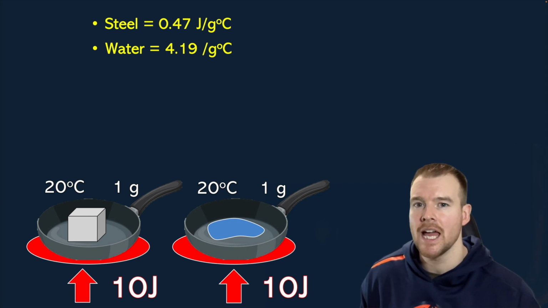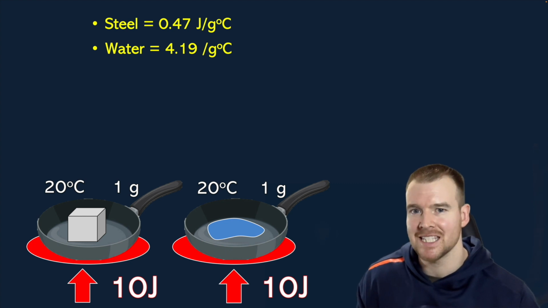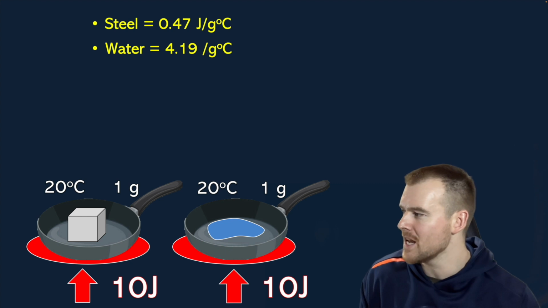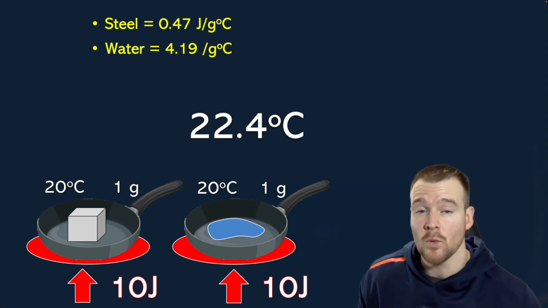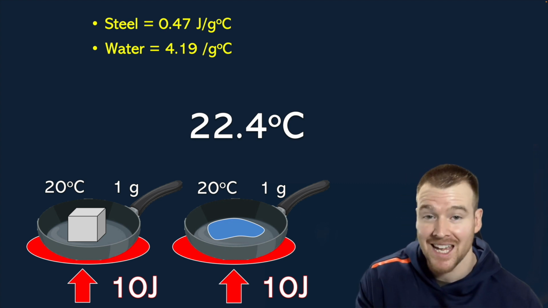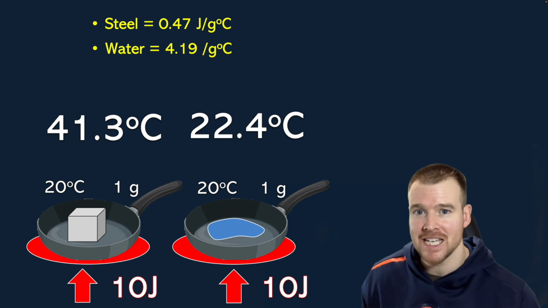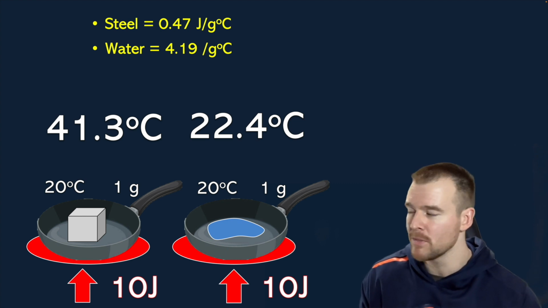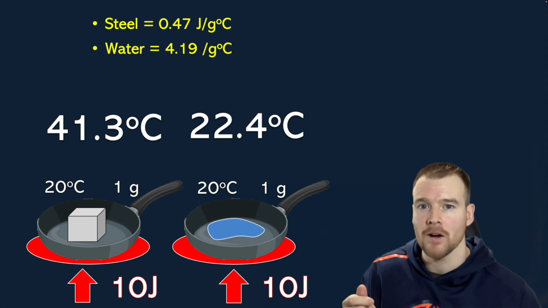Well, now we have to think it takes a lot of energy to heat the water, not as much energy to heat the steel. Which one do you think is going to get hotter? I'll let you think of your answer for a minute, and let's find out what they're going to be. The water is going to warm up to 22.4 degrees Celsius, and the steel, 41.3 degrees Celsius. So because it doesn't take as much heat or as much energy to warm up the steel, when we gave them the same amounts, the steel heated up a lot more.